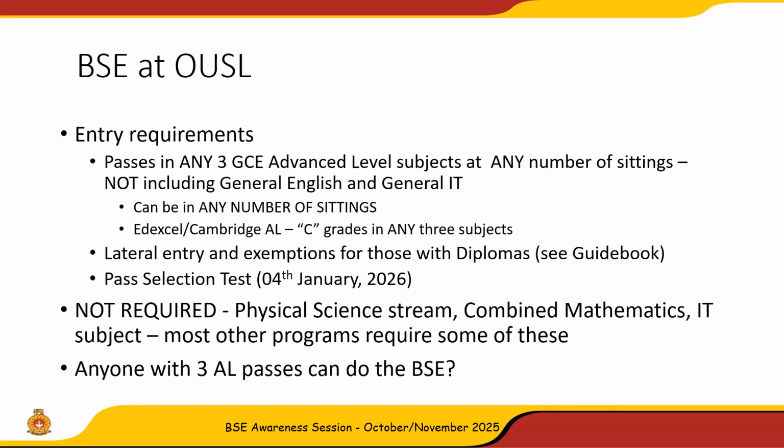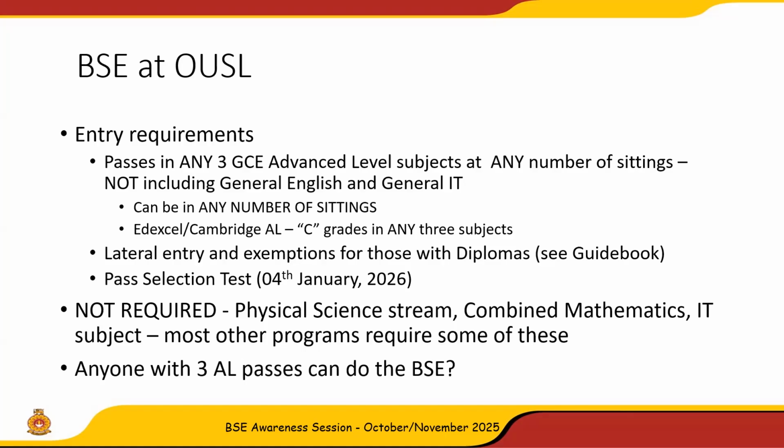If you have diplomas and other higher level qualifications, you can come in at lateral entry. That means you do not start in the first year. You can start at a higher level based on what you have. You can see the guidebook for details. Now, in addition to these 3 A-level subjects, all people who apply for the program, including those with diplomas, must pass the selection test, which is on the 4th of January 2026.